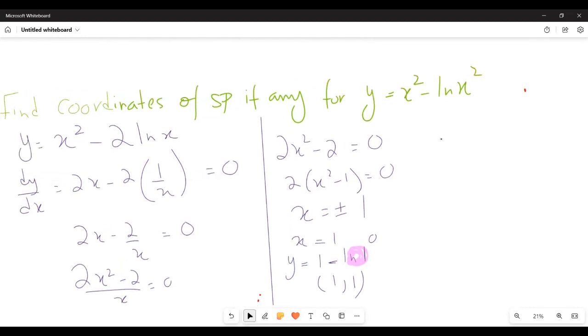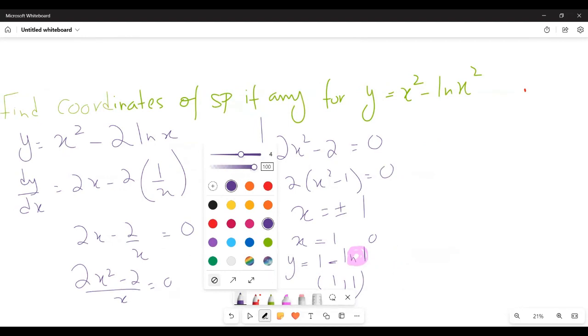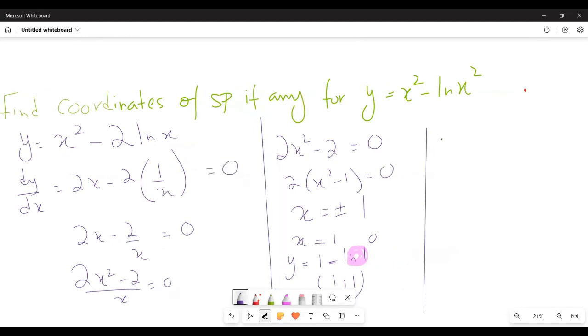For the second stationary point, we get x equals to minus 1. Now you have to be a little careful in such questions. These questions are designed to make you lose marks. Now, if you substitute minus 1 here, then you will get a value of y. The calculator will give you a value of y.